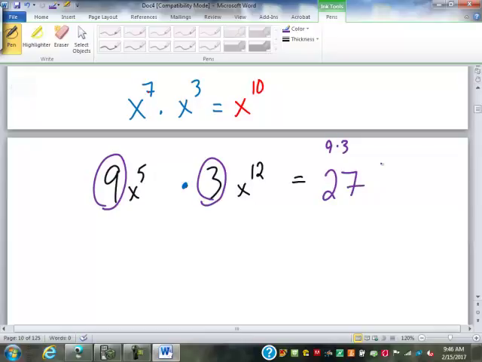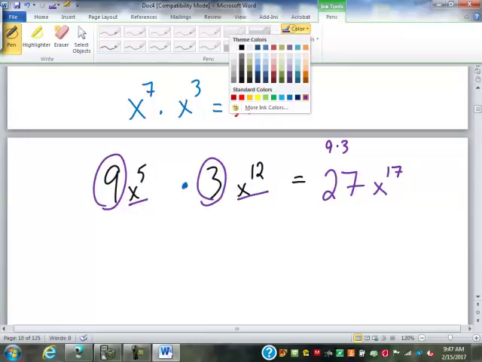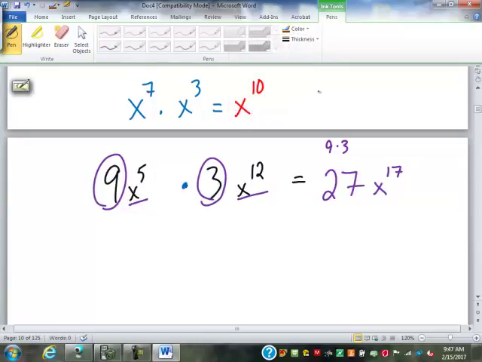Then we also combine the names. So we multiply x to the 5th times x to the 12th, we get x to the 17th. Because when we multiply variables with powers, the powers get added. Again, we are still multiplying, it's just the appearance is that the powers are being added together.